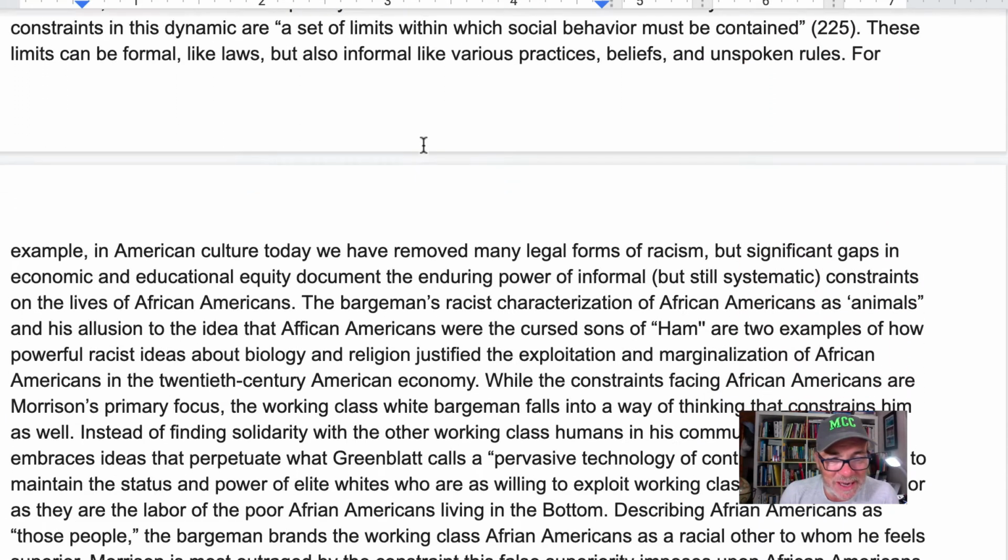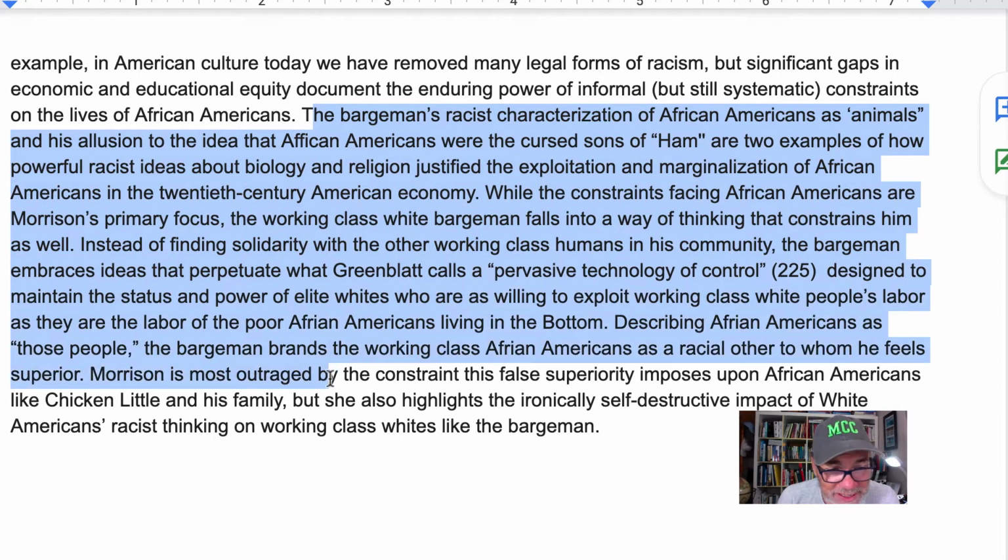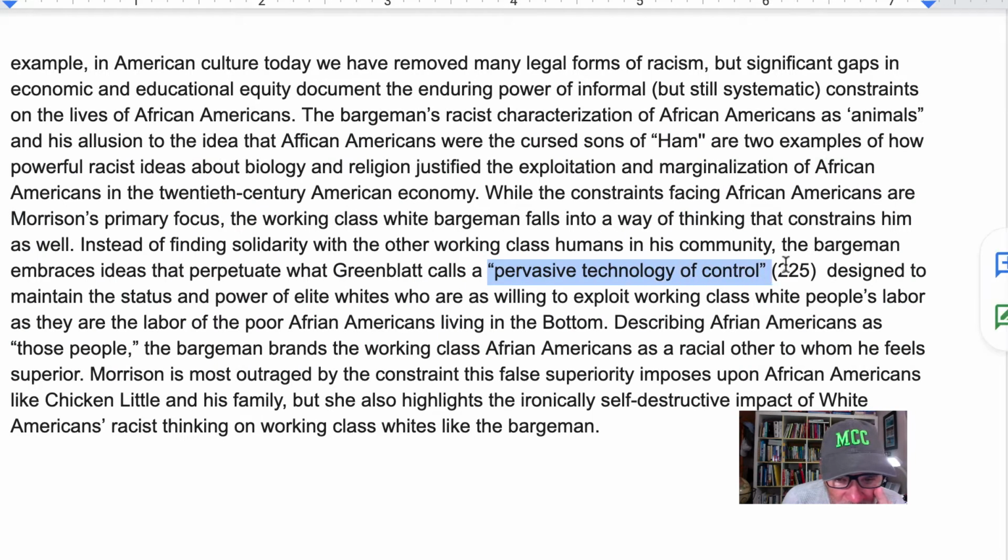So if we look at the sample below, you can see that there are sentences that work through the scene. And those sentences include quotes from Sula, along with interpretations in my language that apply Greenblatt's idea of constraint to those quotes. But the sentences also include another quote from Greenblatt. So there's a dialogue going on between short quotes from Sula and ideas and short quotes from Greenblatt.